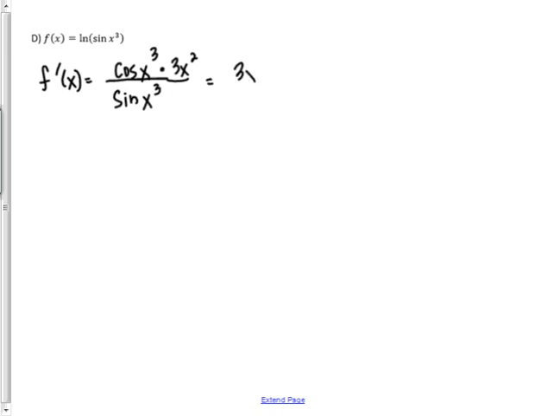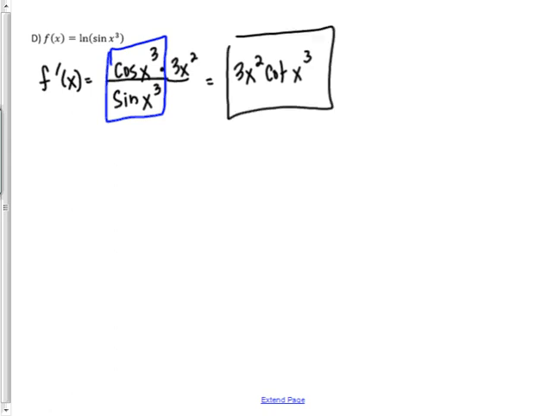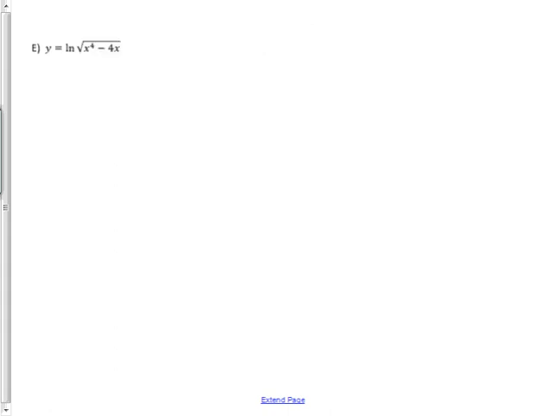All right, so let's write this a little cleaner. I can't do anything with that 3x squared, but we know from trig, cosine over sine is cotangent. Okay, so that's probably the answer that you would see in the back of the book or the quiz on that one. All right, and then E.